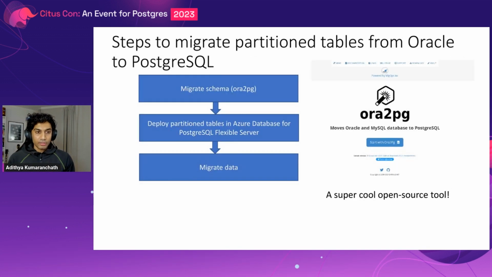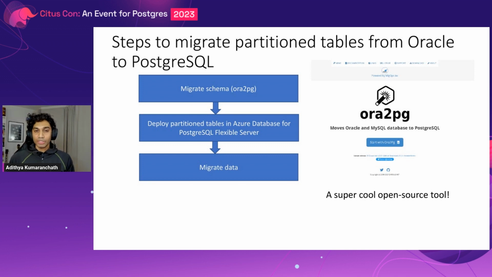So let's look at the steps for migration. The first step would be to convert the schema using Ora2PG. Ora2PG is a super cool open source tool that you can use to convert schema from Oracle to PostgreSQL. It can run in a Windows or a Linux VM, or it can run in a Docker as well. You specify the source and the target connection string, and with a few commands, you can actually convert the Oracle schema to Postgres schema.